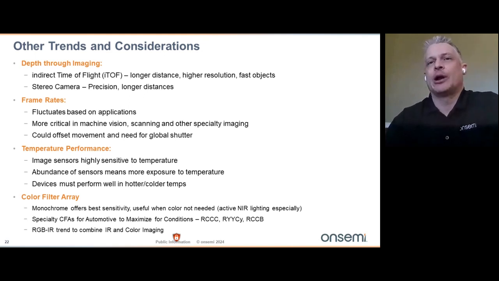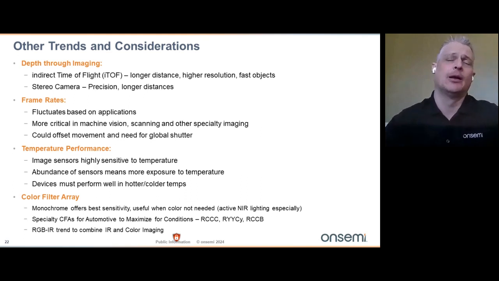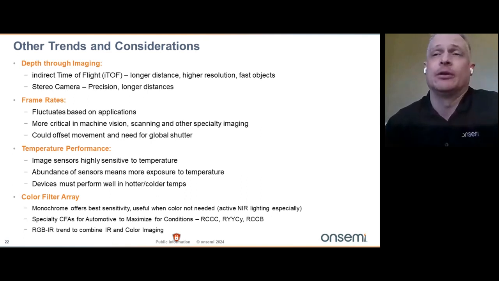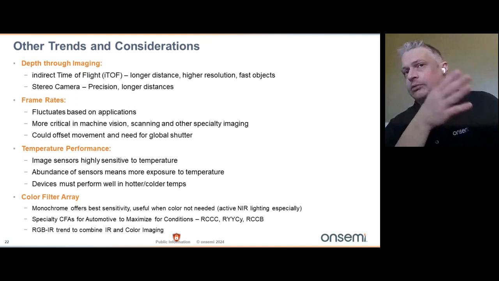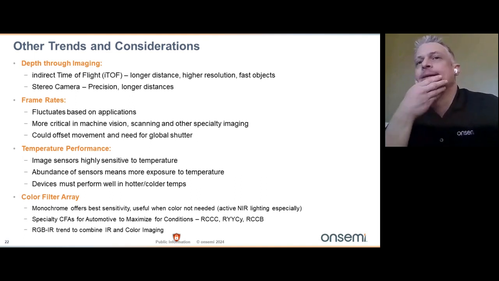Frame rates really fluctuate based on the types of different applications. So there's not one methodology I could say here for frame rates. When you have fast moving objects, or scanning or other types of specialty imaging, frame rate is critical. In fact, if you get the frame rate high enough, you might not even need the global shutter because your frame rate is accounting for that motion.